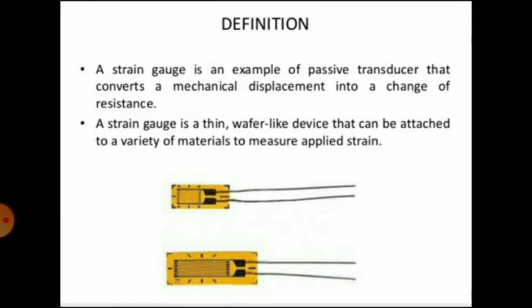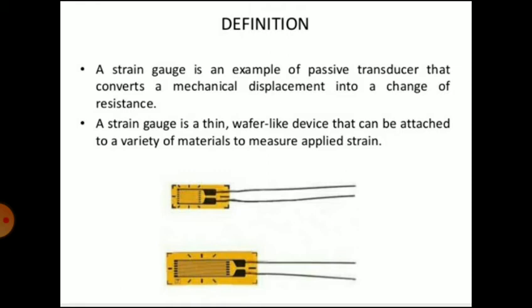Now regarding strain gauges: if a metal conductor is stretched or compressed, its resistance changes due to the change in length and diameter of the conductor. Also, there is a change in the value of resistivity of the conductor when it is strained, and this property is called the piezoresistive effect. Therefore, resistance strain gauges are also known as piezoresistive gauges.